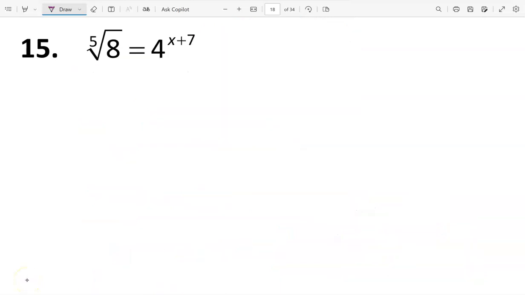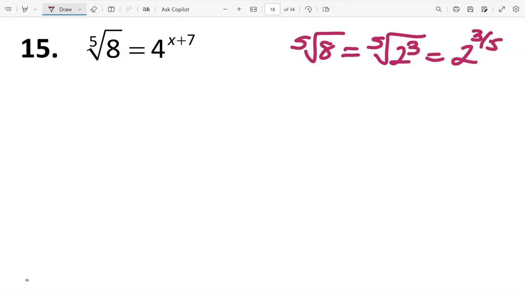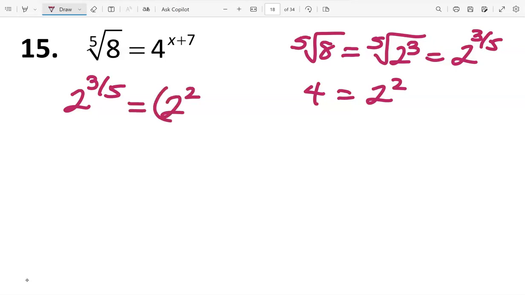Number 15, we may want to spend a little bit of time finding a common base here. The 5th root of 8 is the same as the 5th root of 2 cubed, and that's equal to 2 raised to the 3/5 power. 4 can be re-expressed as 2 squared. So now we have 2 to the 3/5 power equals 2 squared raised to the x plus 7 power.